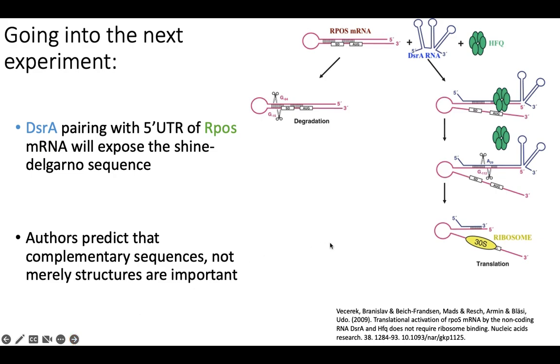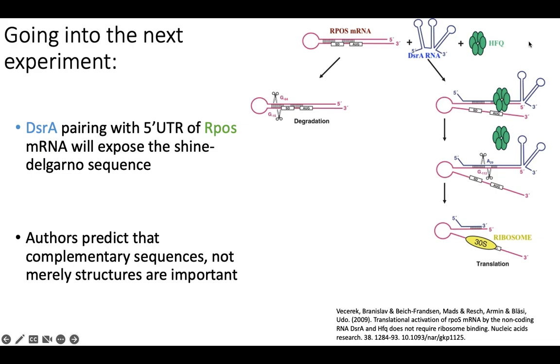So let's take a second to look at what's actually going on. This is just a nice figure I found online. Here is our DsrA RNA. There's our little HFQ protein. And if you look at our rpoS mRNA, you'll see that normally it's closed up and the ribosome is not able to access the little part that it needs to, that Shine-Dalgarno sequence. So we're not able to make this into a protein.